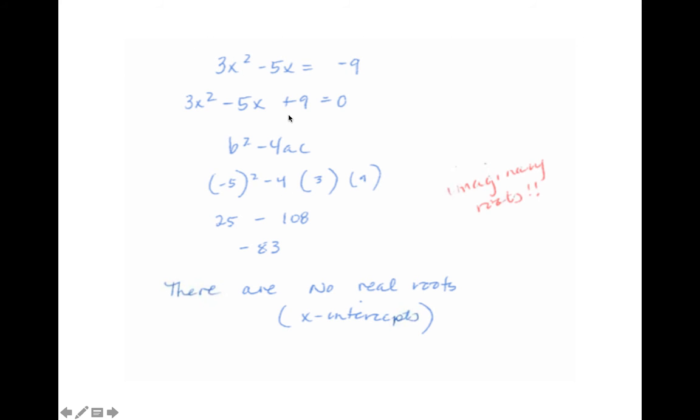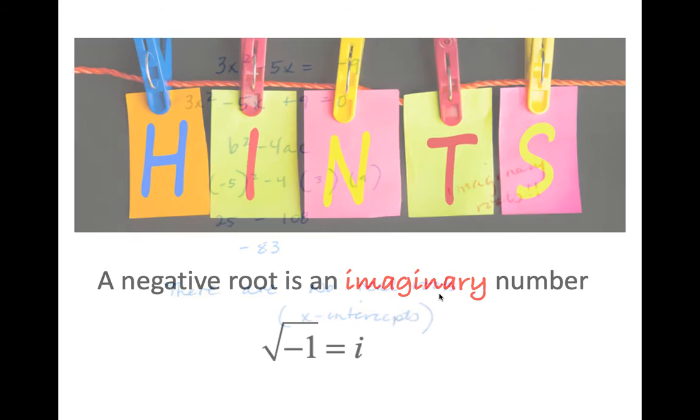Move everything around so it's in standard form. Check the discriminant. It turns out to be negative 83, which means there are no real roots. In other words, there are no x-intercepts. We call this an imaginary root.